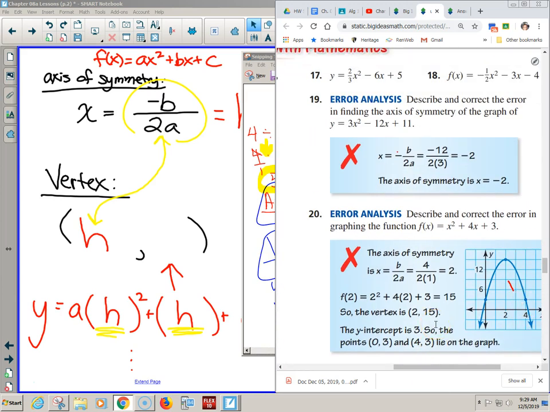Okay. Number 19. What was the error, guys? What was the problem? They didn't have 2 negatives. Oh, yeah. It was a negative 12. It was supposed to be a negative. So they just kind of stopped. They put in the negative 12, but they didn't write the negative in front. That negative in front would have made it a positive.